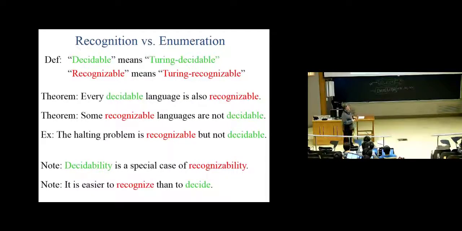Okay. So in some sense, it's easier to recognize than to decide. And the halting problem is a good example of that. You can easily recognize halting programs when you see them. But you can't recognize the non-halting programs, so you can't decide yes or no explicitly halting programs from non-halting programs. Okay.